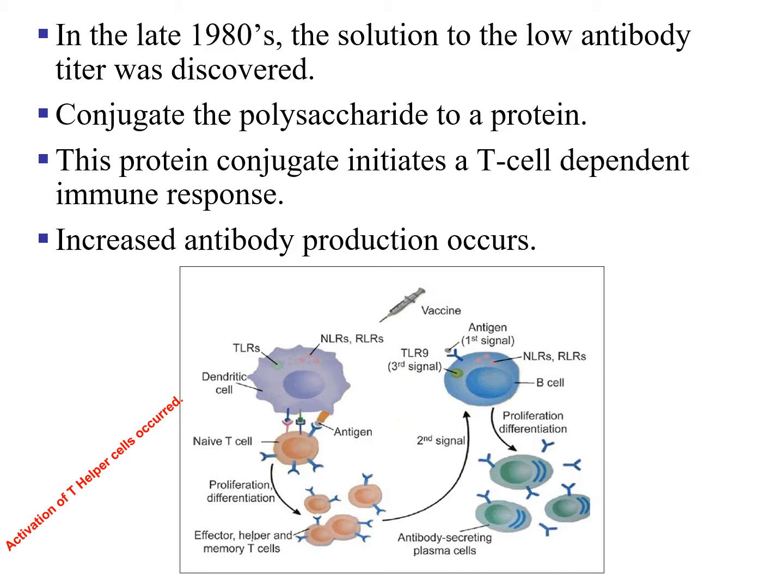In the late 1980s, the solution to low antibody titer was discovered in reference to the polysaccharide vaccine. They discovered that if you join the polysaccharide vaccine to a protein, it increased the antibody production. So a conjugate was formed. This protein conjugate initiated a T cell dependent immune response. And when you activate the T cells, especially the T helper, you therefore will increase the amount of antibodies that will be produced.